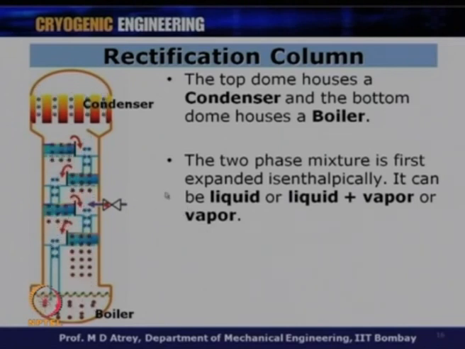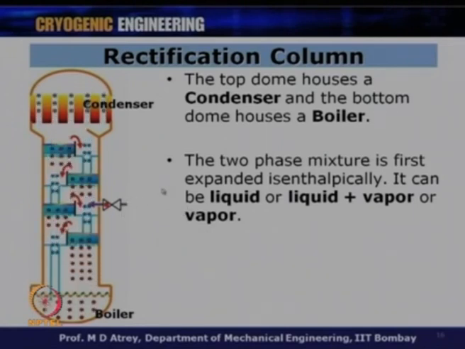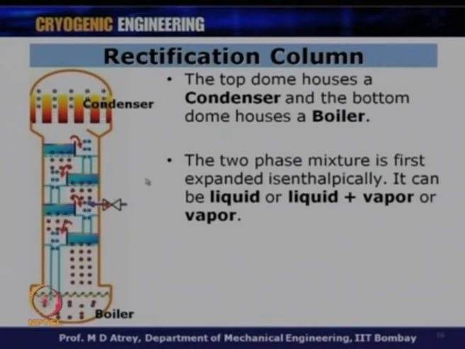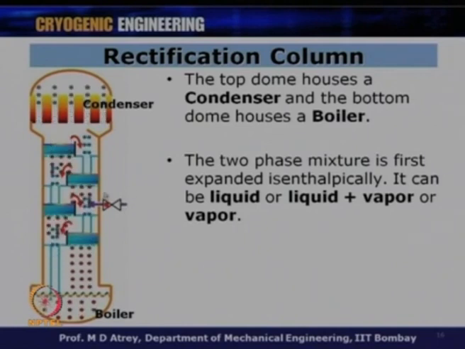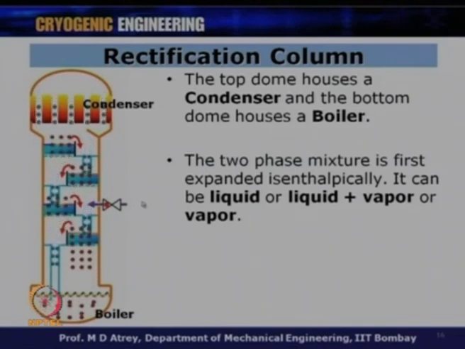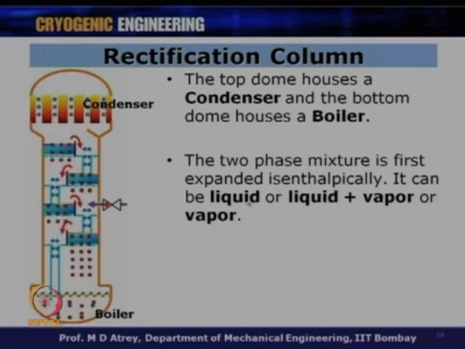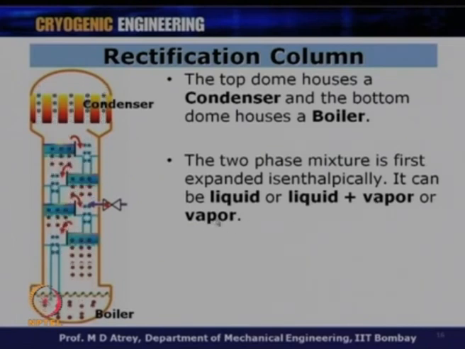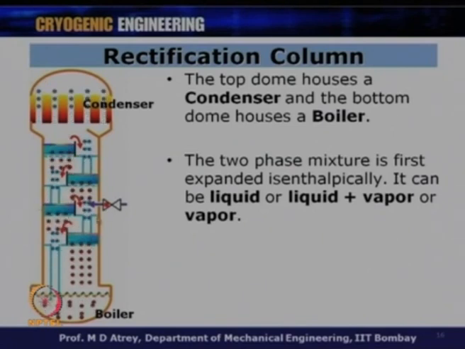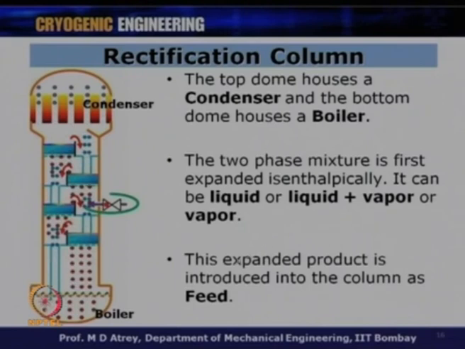The two phase mixture is first expanded isenthalpically. Whichever place the two phase mixture is coming from, it is going to be at high pressure. The column cannot stand very high pressure, and therefore this mixture pressure has to be reduced, and so one valve is kept at this point, whose essential function is to reduce the pressure. So, the pressure is reduced, expansion happens, and this mixture will enter the column as liquid, or liquid plus vapor, or sometimes as saturated vapor. All these three conditions are possible. The feed can enter this column in all these three forms. This is a valve where the expansion occurs.